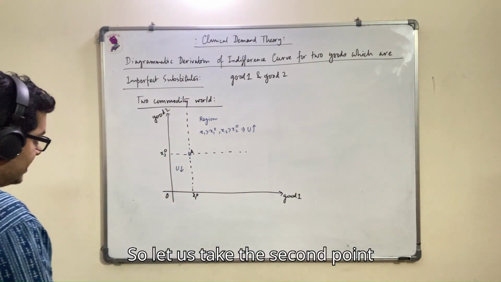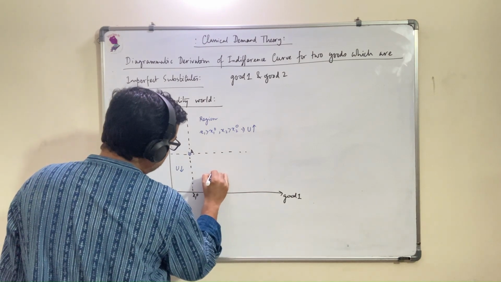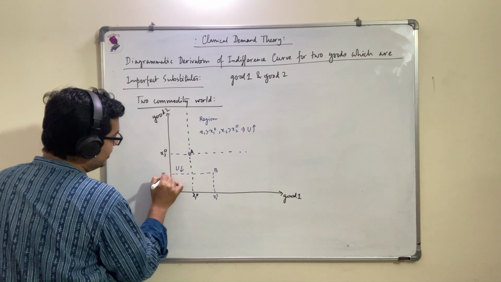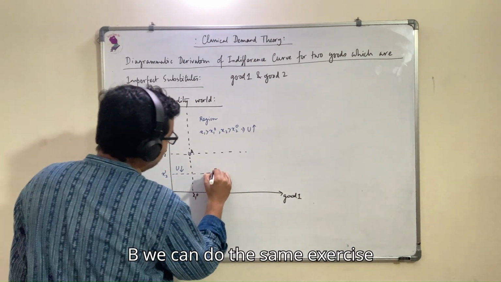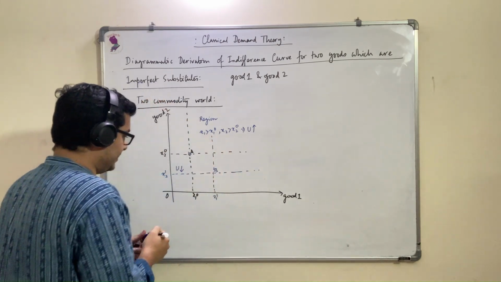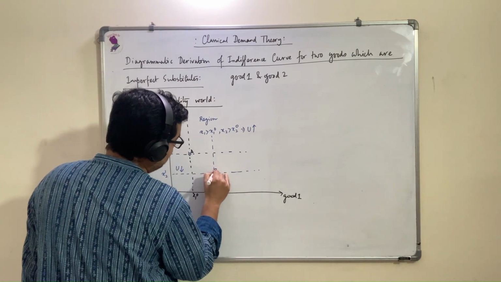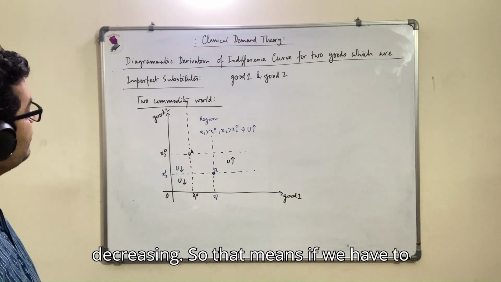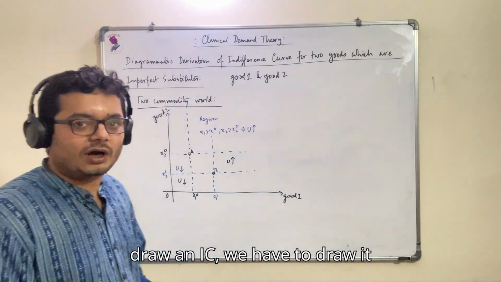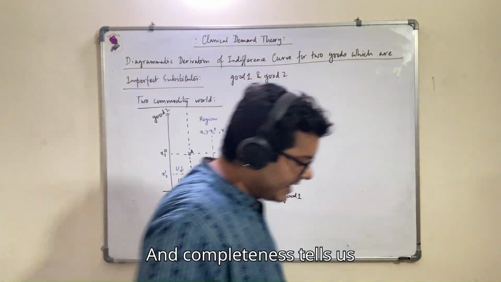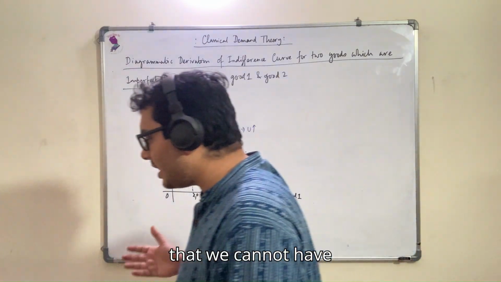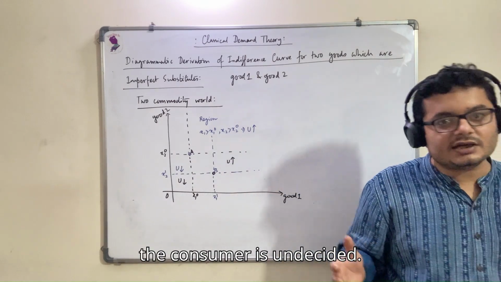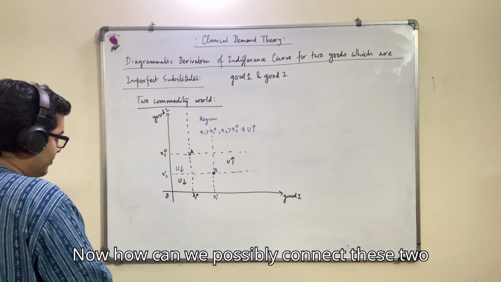Okay, so let us take the second point here. So let's say this is some B with x11 and x21. Again, for B, we can do the same exercise. And we will argue the same way that in this region utility is definitely increasing and in this region utility is definitely decreasing. So that means if we have to draw an IC, we have to draw it within this box. And completeness tells us that we cannot have any bundle here, or any pair of bundles actually, within which the consumer is undecided.